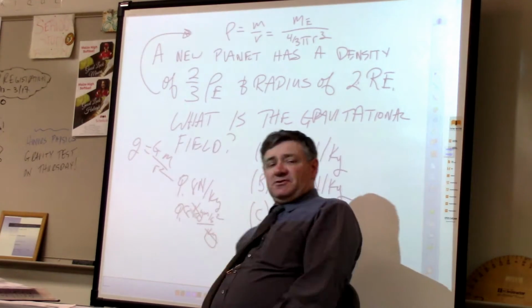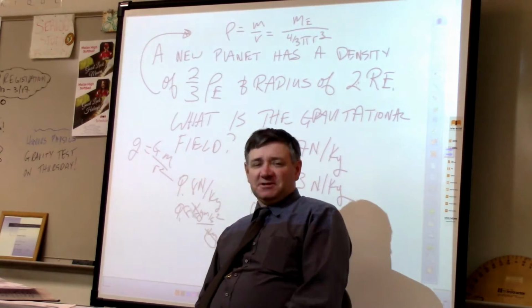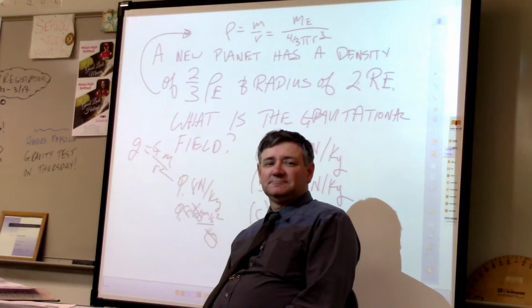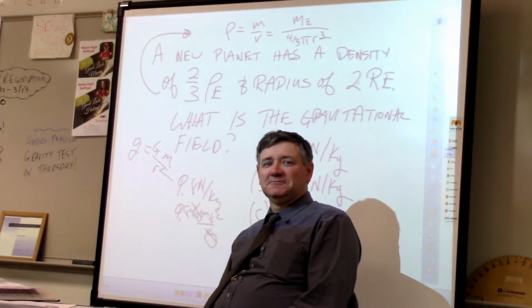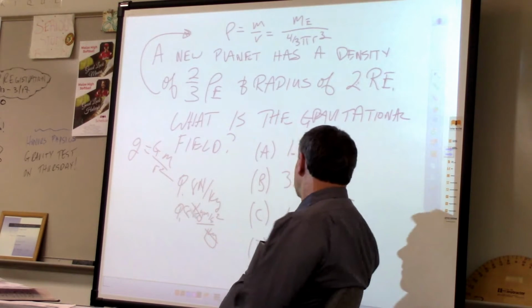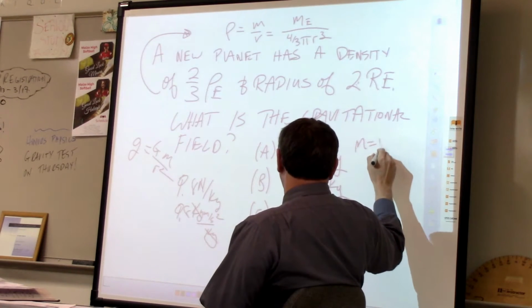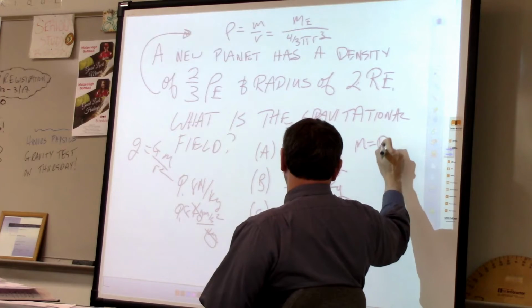Well, what's another thing that you could do? Nicola, how did you approach it? Well, I found the new mass in terms of the mass of Earth. So how did you do that? Well, mass equals density times volume. Yeah. So new mass is new rho times new V.